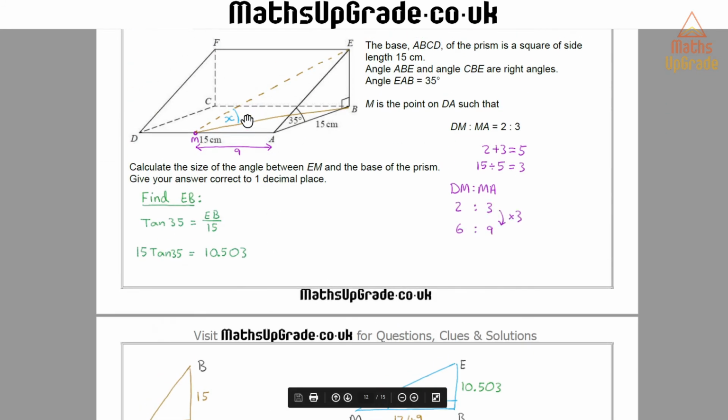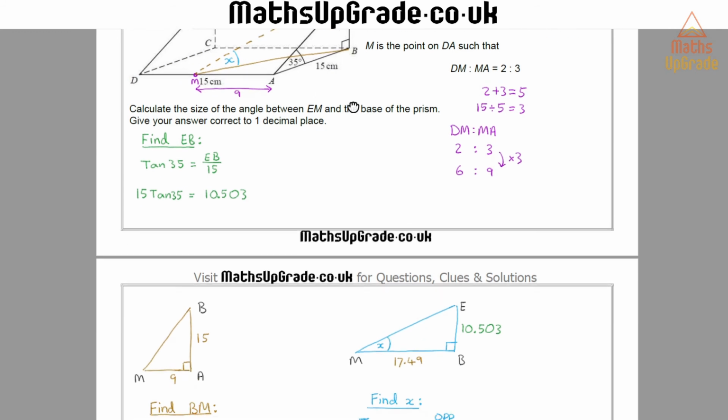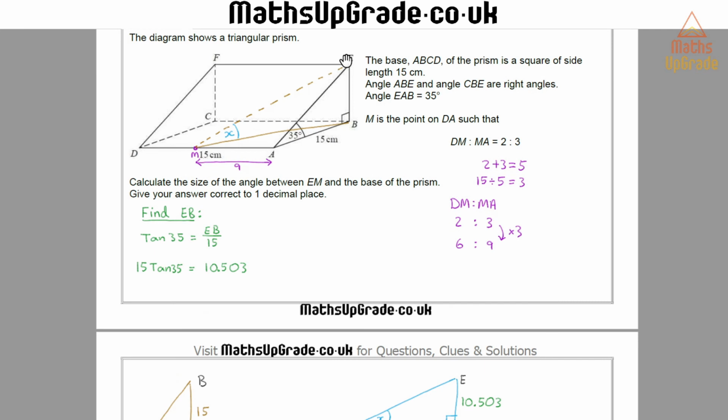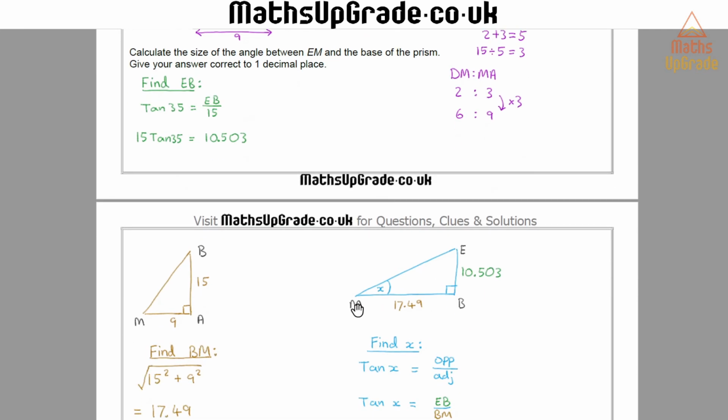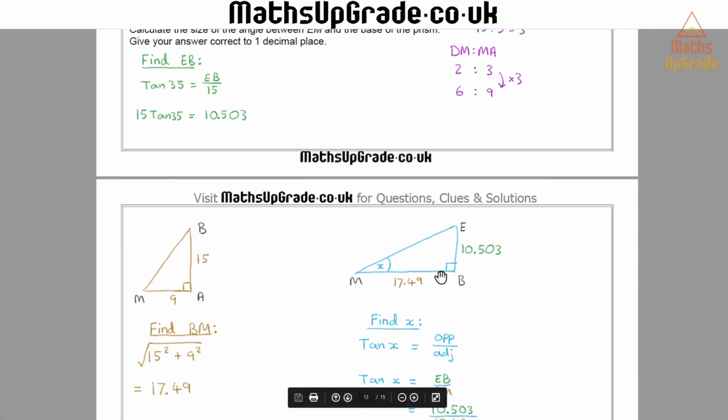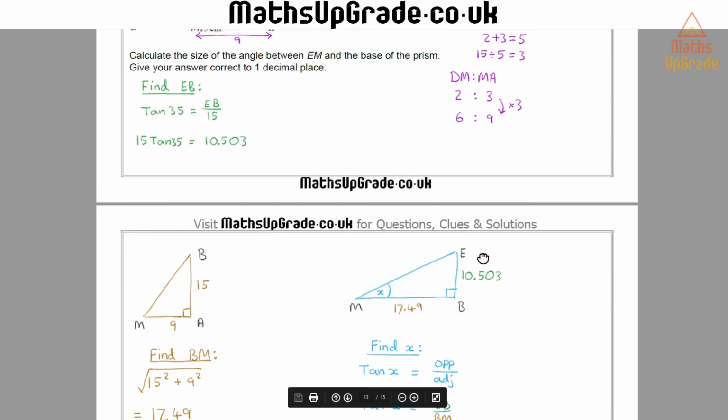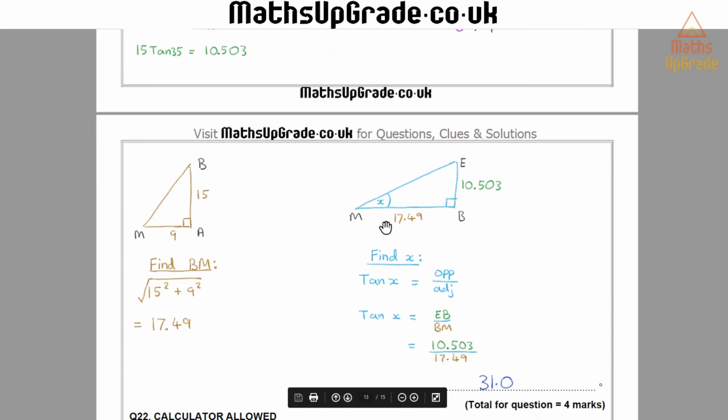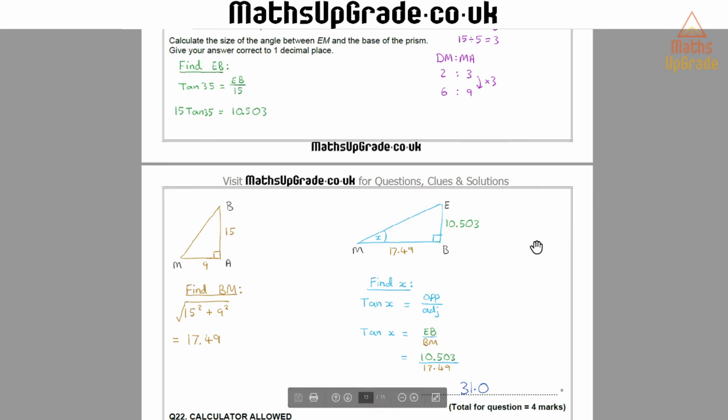The next thing I'm going to do is find the angle X, and that's what I'm asked to find for the final solution. Angle X I can now find since I know BM and I know EB. So if I just imagine this triangle now and I redraw this for the angle X. So BM is 17.49 as found a minute ago, and EB I found earlier. The angle is given through the tan ratio since I know the opposite and I know the adjacent. Dividing those values through, I get 31.0 degrees, and that would be to one decimal place. The whole question there is worth 4 marks.